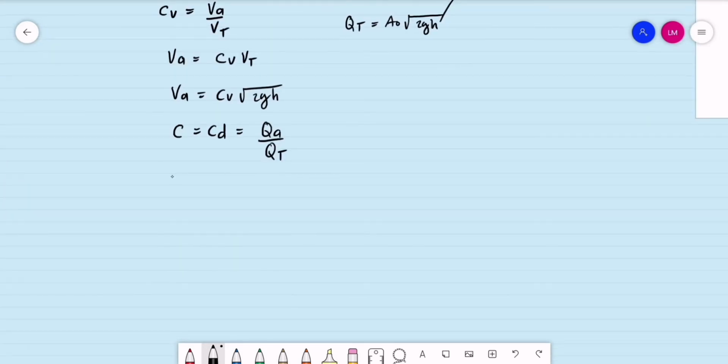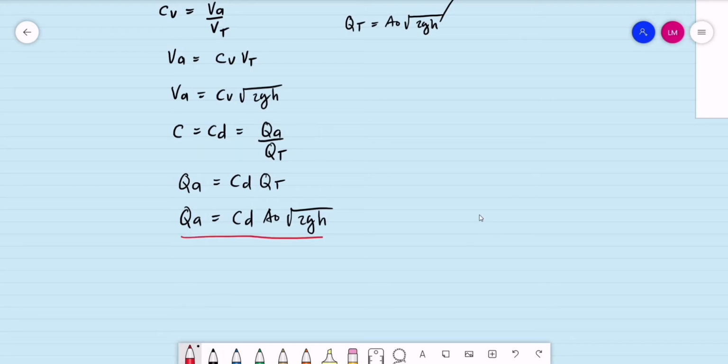Okay, so for example, gusto natin kunin yung actual discharge. So the actual discharge is equal to C sub D times the theoretical discharge. Or actual discharge is equal to, we have the C sub D. Okay, ano ba yung equivalent ng theoretical discharge? Okay, this is the area ng orifice, the square root of 2g h. Okay, if you're computing for the actual discharge.